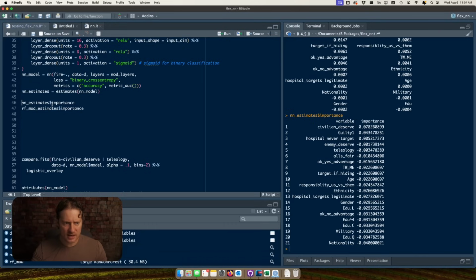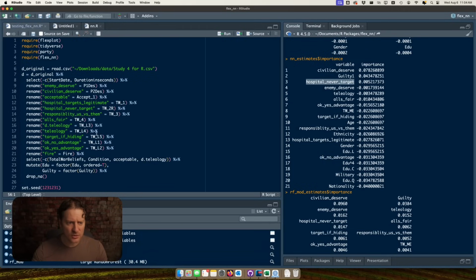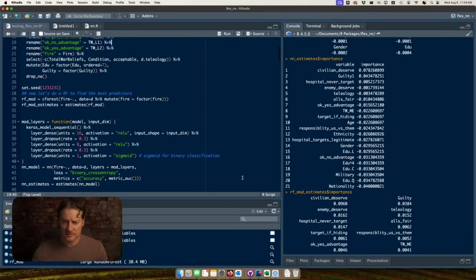And if we look at the neural network estimates and then the random forest estimates, both of them agree civilians deserve to die is the most important predictor, followed by guilty. Now the neural network is saying hospital never target. Let me see what the actual question is. The actual question they were asked is, "In war, military should never target non-combatant personnel or buildings for military strikes, even if it is strategically advantageous." I put hospital for a good reason that I'm not going to go into right now because it doesn't matter. All right, so they're not in exact agreement, but they're close.